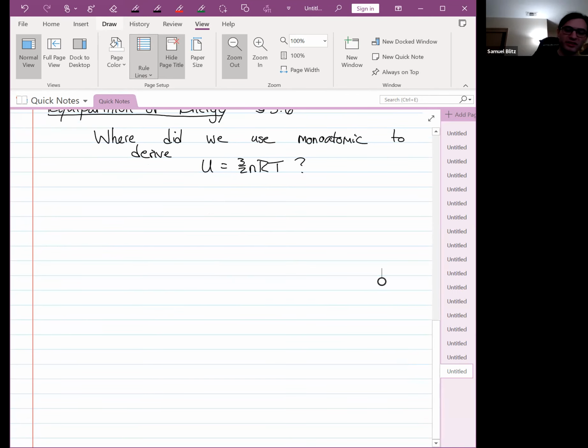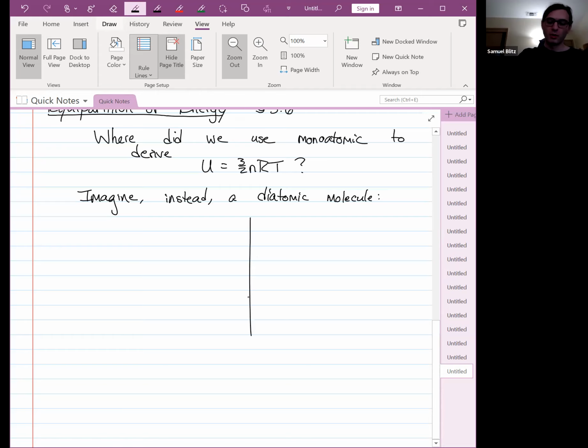So imagine instead a diatomic molecule, meaning it's just a molecule composed of 2 atoms. Well, we could try to repeat the exact same thing that we did before, where we have our molecule. We imagine it's traveling towards our wall at some speed, but then it's going to bounce off the wall.